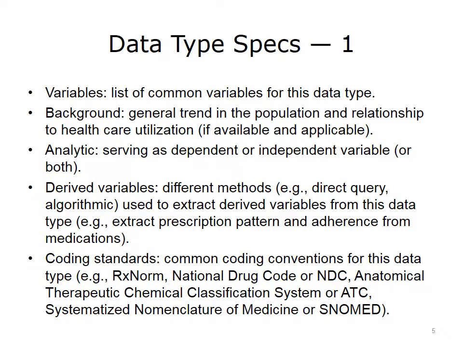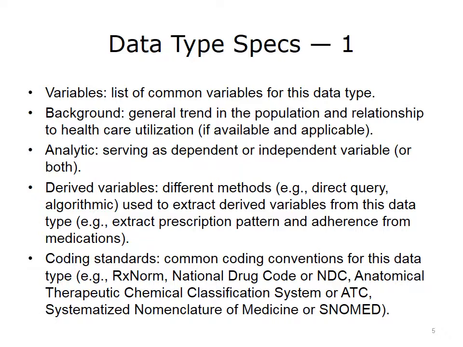Throughout this lecture, we will review a list of data specifications for each potential population health data type. These data type specifications are as follows. Variables will provide a sample list of common variables that represent that specific data type. Background offers a discussion on why that data type is important for population health analytics. The background discussion often includes an introduction on the trend of that specific data type in the general population and its relationship to healthcare utilization and cost.